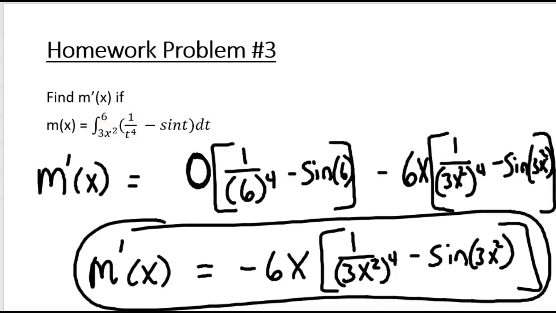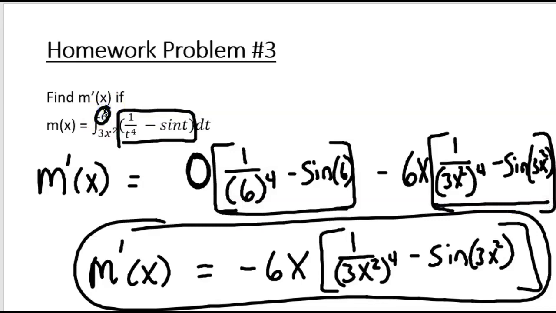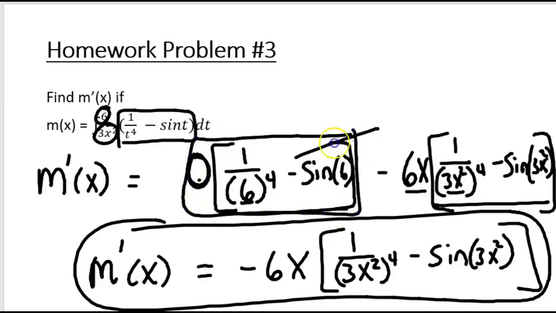Okay, so here's the answer to homework problem number 3. I started by rewriting the function twice, once here and once here. For the left, I plugged in 6 where the t was, and for the right, I plugged in 3x squared where the t was, and then I multiplied by the derivatives of those things. So the derivative of 6 is 0, and the derivative of 3x squared is 6x. Now this whole piece here goes away because you're multiplying it by 0, so it leaves you with a negative 6x being multiplied by everything you see in the brackets there.